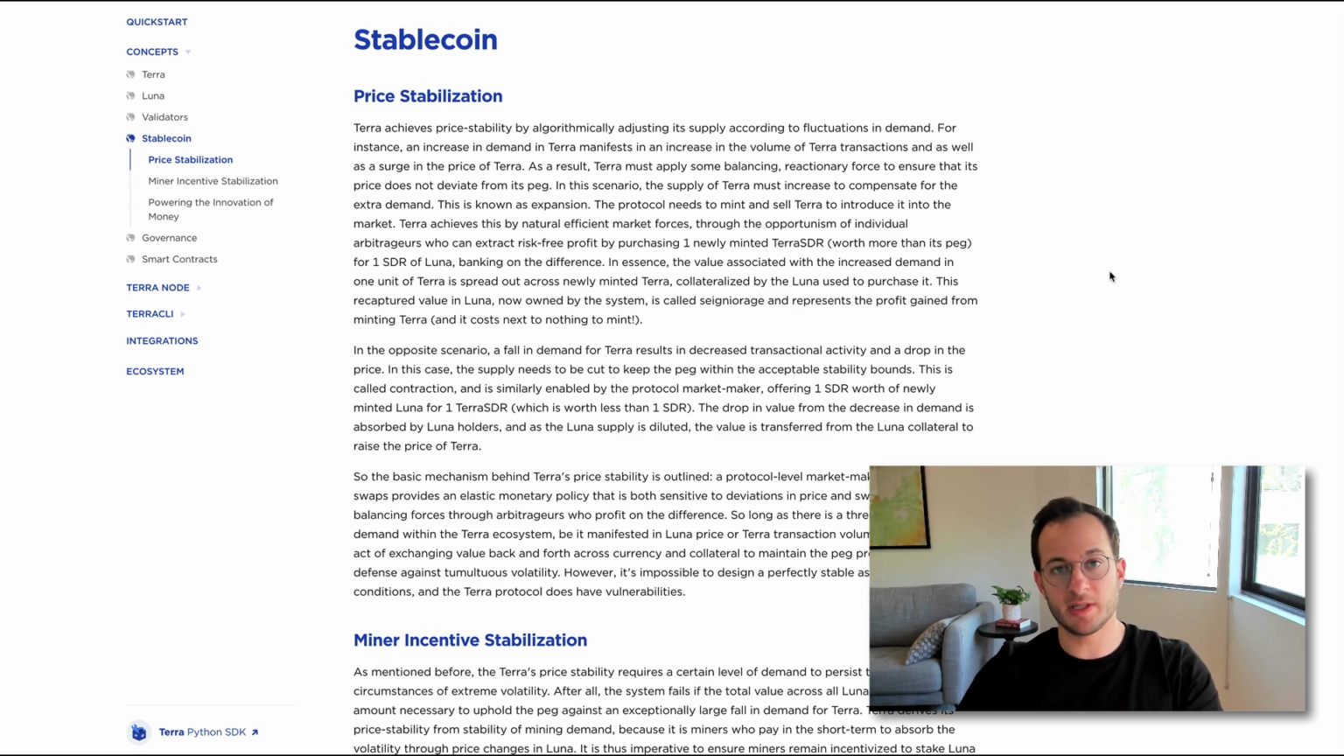When the price of UST trades, say, above $1, arbitragers can then leverage the Luna token to mint more UST at that $1 peg and then sell it on the open market for whatever price UST is trading at. So if UST is currently at $1.05, anyone can come in and mint UST at a $1 price and then sell it on the open market for that profit.